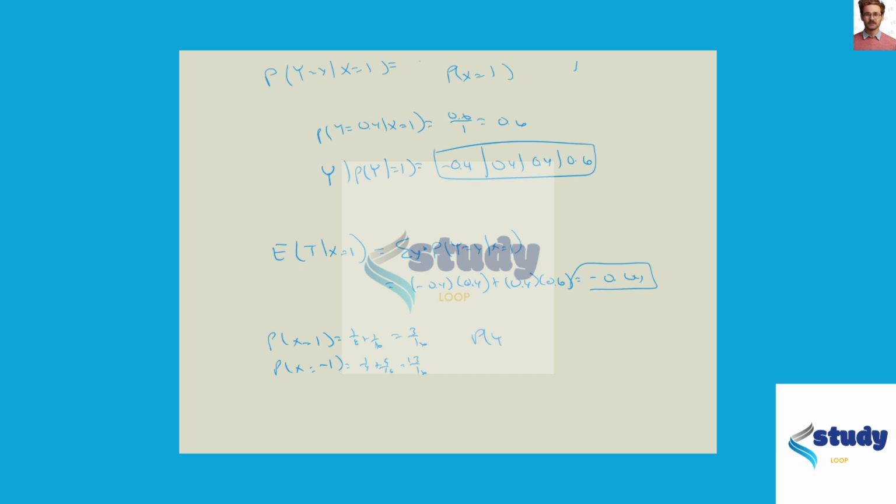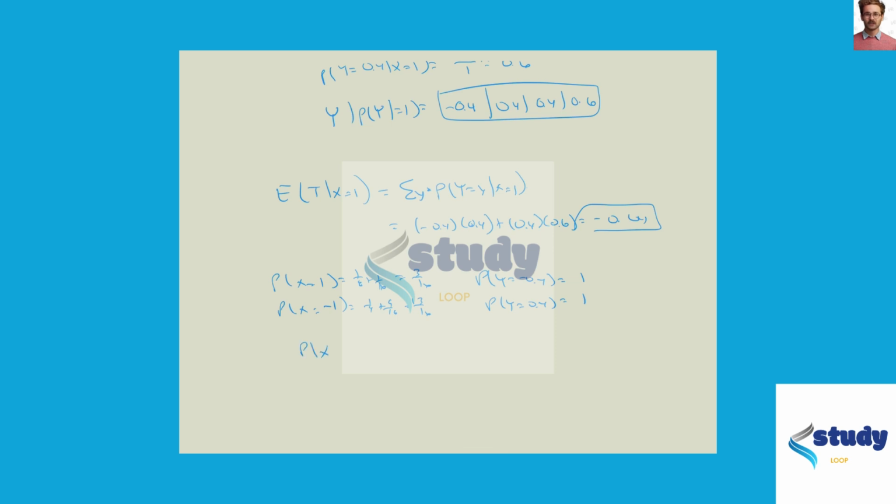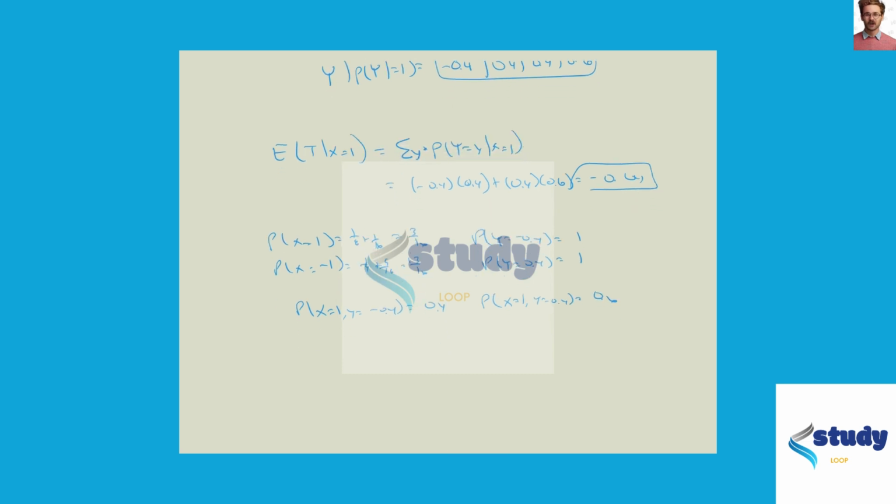The probability that y is equal to negative 0.4 is 1. And the probability that y is equal to 0.4 is 1. The probability that x is equal to 1 and y is equal to negative 0.4 is 0.4. And the probability that x equals 1 given y equals positive 0.4 is 0.6. So they are not independent.